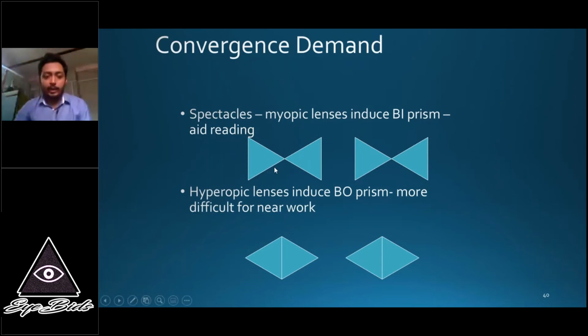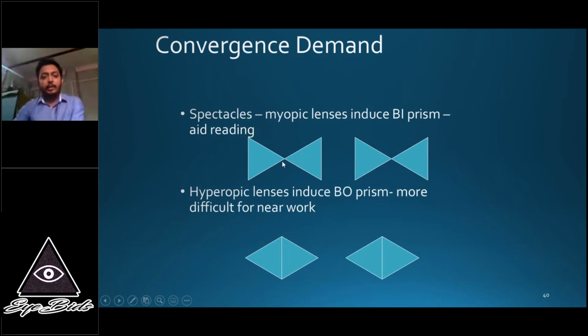Fine. So if it is apex to apex, now what is happening when the patient is looking at distance? The patient is looking at the optical center. Fine. So when the patient is looking at near, what are they doing? They are converging their eyes.